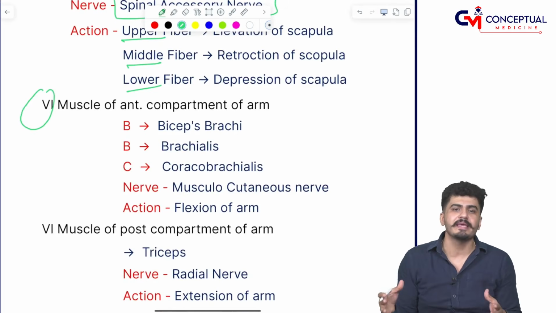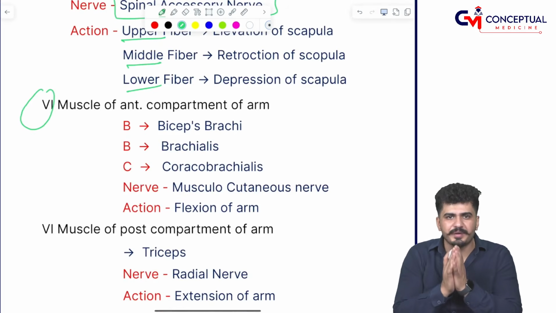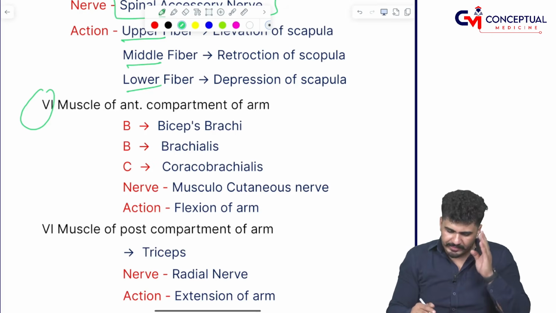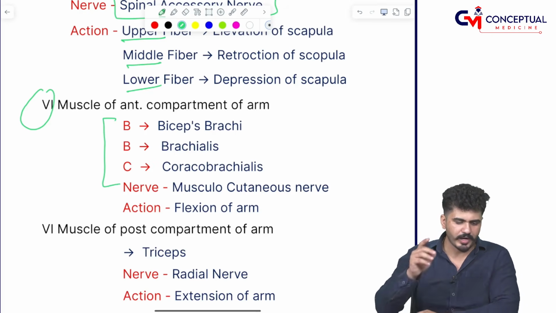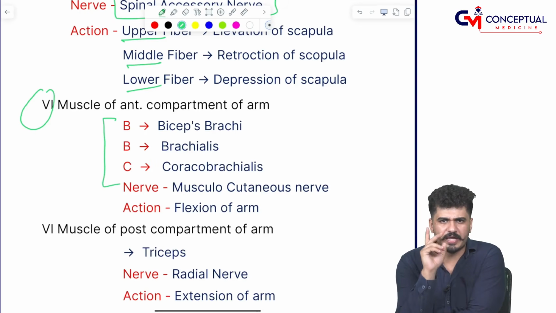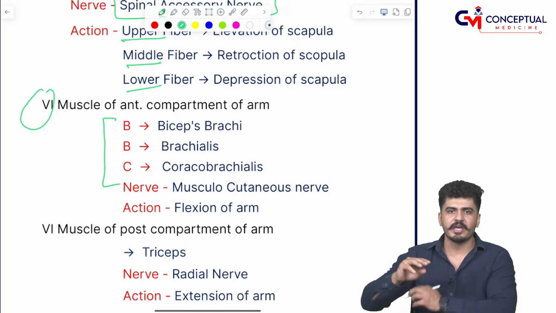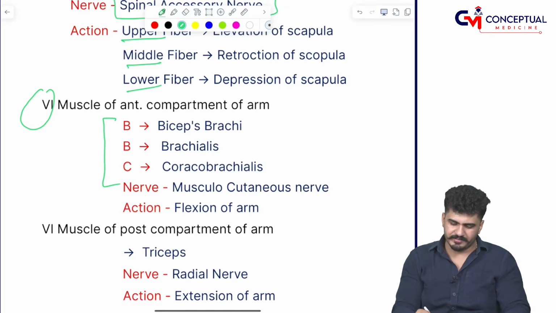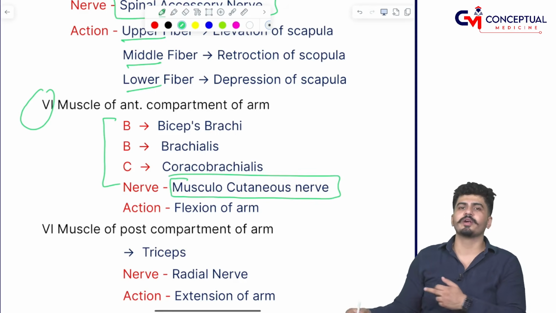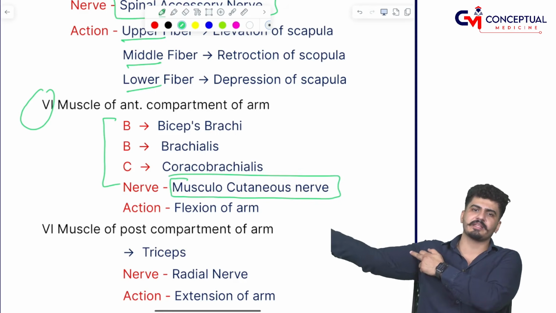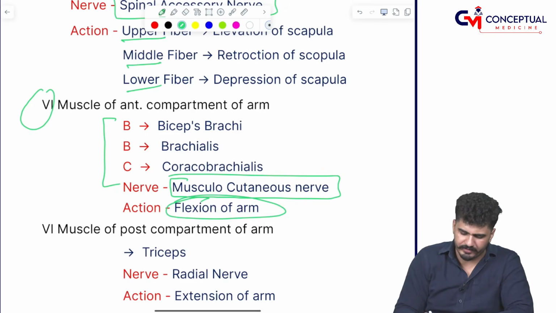So my dear friends, the muscles of the anterior compartment of the arm are BBC. What is this BBC? BBC stands for biceps brachii, brachialis and coracobrachialis. The nerve supplying is the musculocutaneous nerve. What is their function? Biceps muscle क्या करती है?